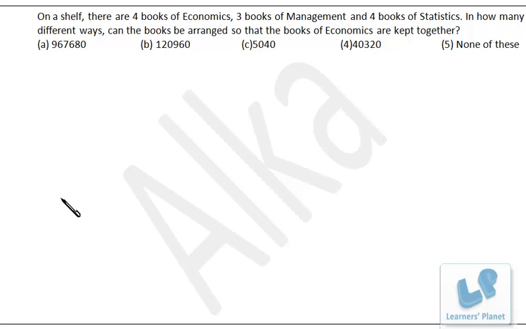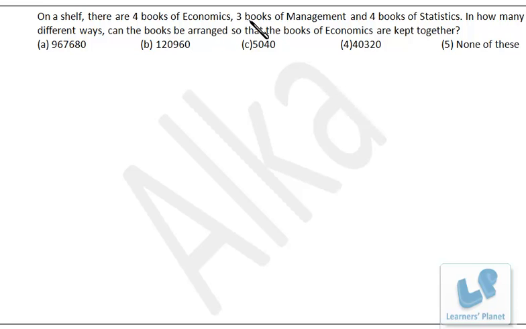Now a problem based on permutation, combination or arrangement, we can say. There are 4 books of economics, 3 books of management and 4 books of statistics. In how many different ways can the books be arranged so that books of economics are kept together? Very simple, friends. We just assume the books of economics to be just one. You should be knowing the basic concepts of permutation and combination over here. So 4 books of economics, I just considered that as one book.